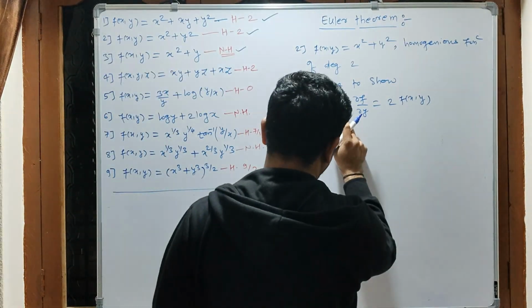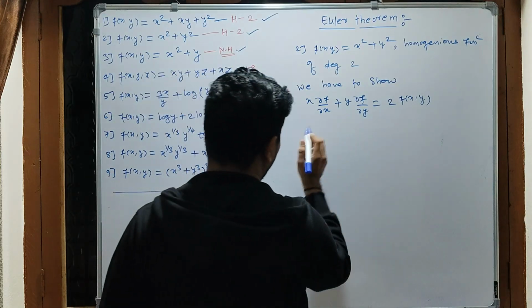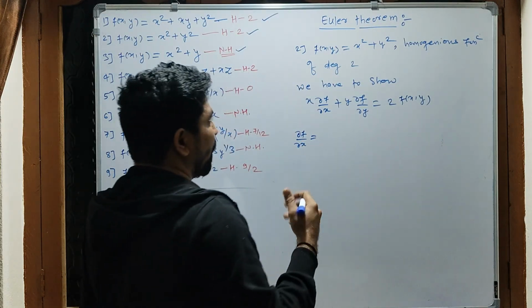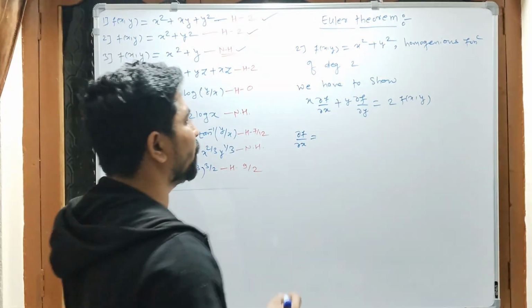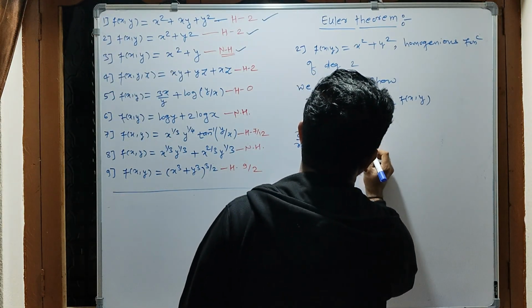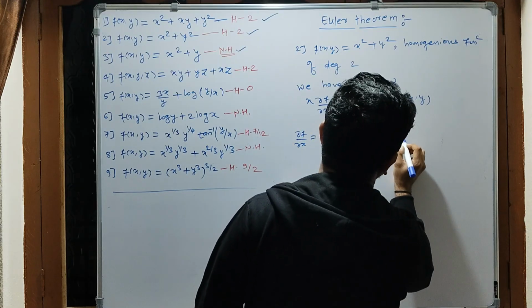So for that purpose, find ∂f/∂x. Here ∂f/∂x is the partial derivative of my function with respect to x, so this is 2 times x. The partial derivative of f with respect to y is 2 times y.